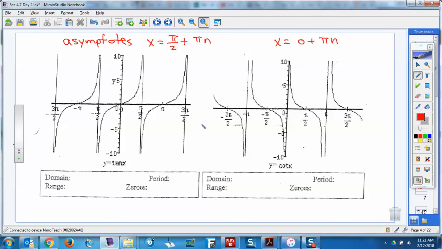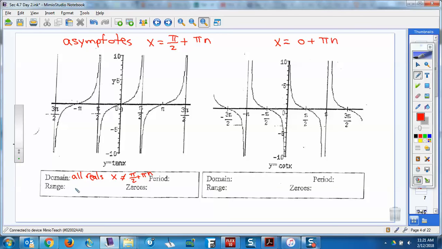Okay, so what about the domain? The domain gets tricky here. It's all reals except where the asymptotes are, right? So all reals, but x can't equal pi halves plus pi n. In other words, you can't sit here and list all the places that it's undefined because it's infinite. And so that's why you need this pi halves plus pi n. You need a way to say all of those places where it's undefined. So it's all reals except those values.